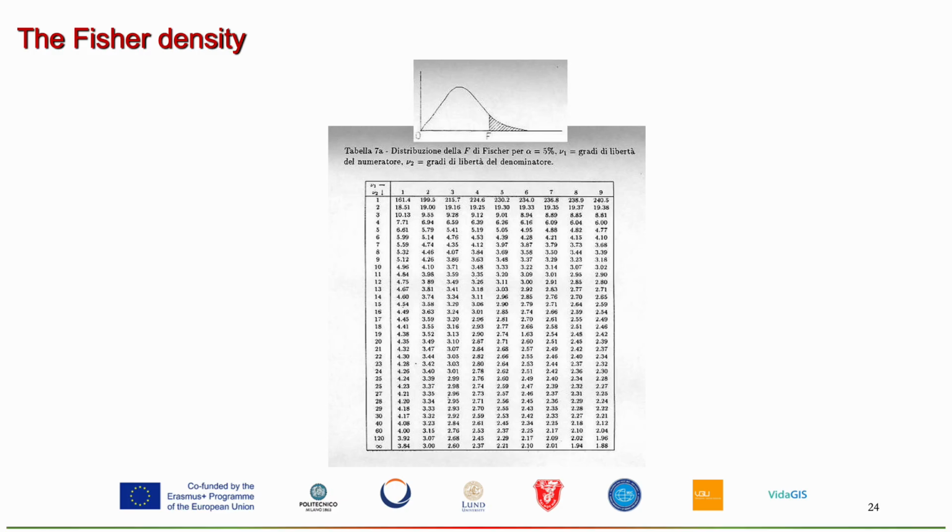In this slide you find above a sample picture of the Fisher density function. In the table you have in columns the degrees of freedom of the denominator, and in the rows the degrees of freedom of the numerator, and in the table the Fisher values for which the integral of the distribution at the left is smaller or equal than 95%.